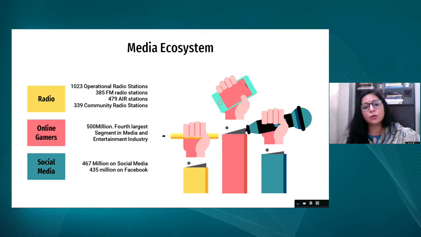And when you talk about social media, 467 million people are there on social media. They are on Facebook, they're on Twitter, they're on TikTok. It's banned now, but we have seen with TikTok how people were making their careers using these particular platforms. Instagram is there. So this is the media ecosystem.